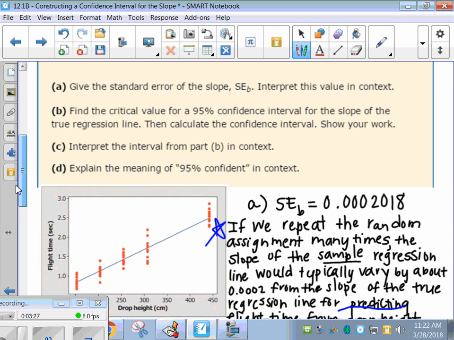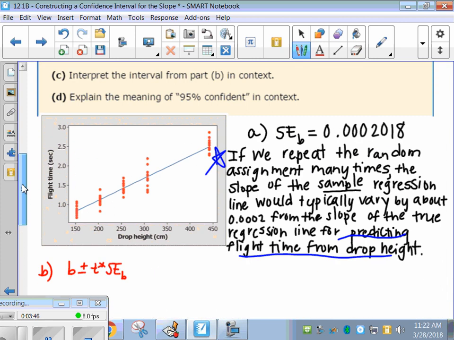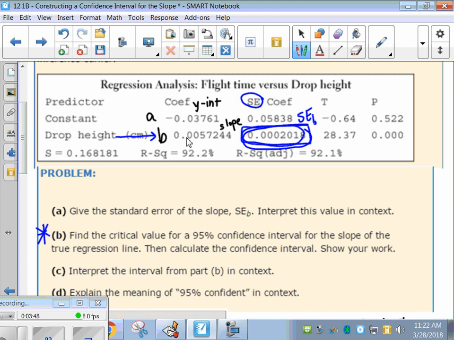All right, part B. Find the critical value for a 95% confidence interval for slope of the true regression line and go ahead and calculate the confidence interval. So this is not the 4-step process. We're just doing the confidence interval right here. So here's our formula for confidence interval, and we're going to use Minitab to plug it in. So I'm looking for little b. So here's the slope of our sample regression line, 0.0057.